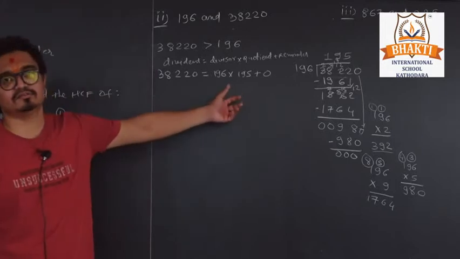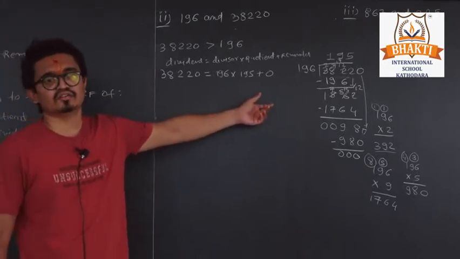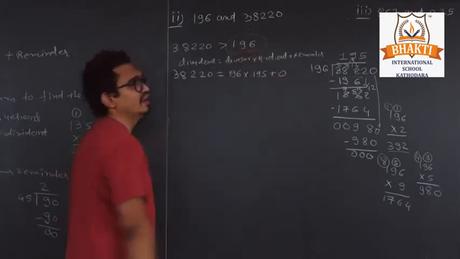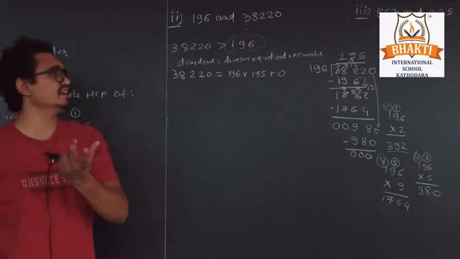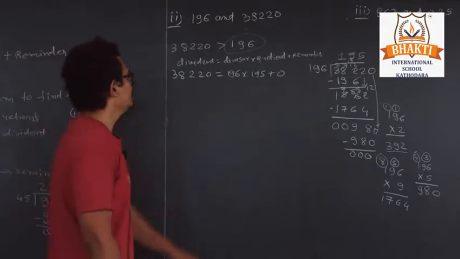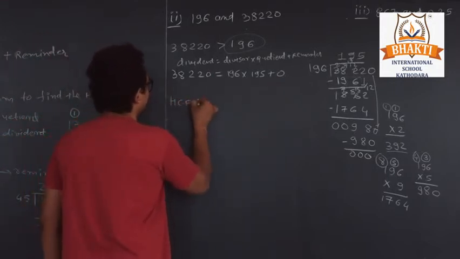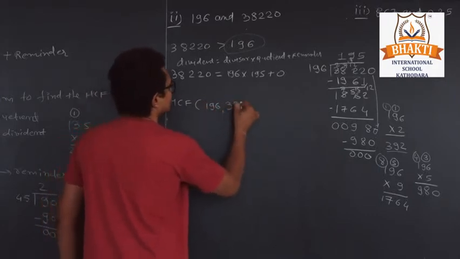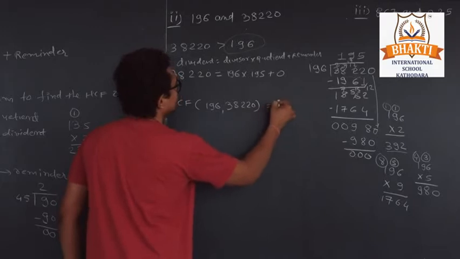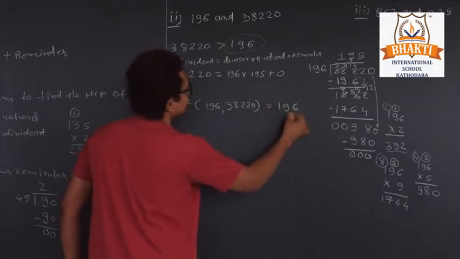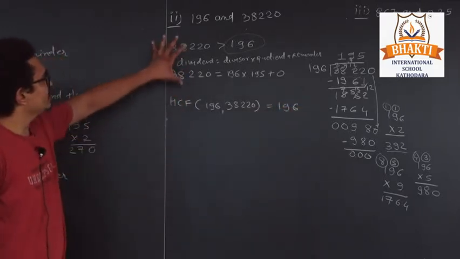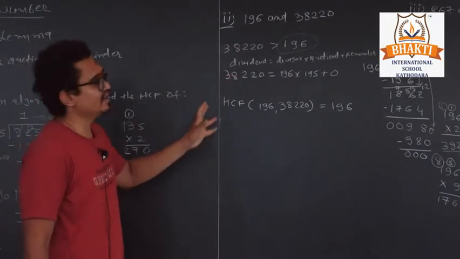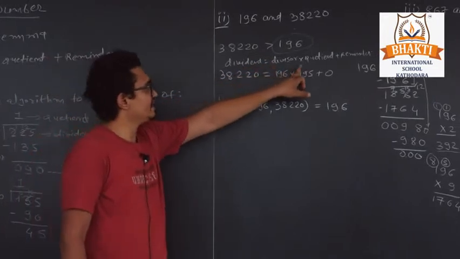So here in the first step we can directly get 0. So what is its HCF? Its HCF is actually our smaller number, because in the first stage we can directly get 0 as our remainder. So HCF of 196 and 38,220 is equal to 196.